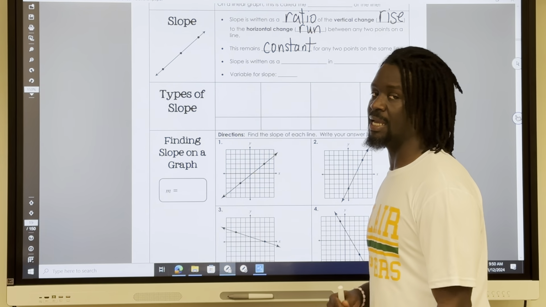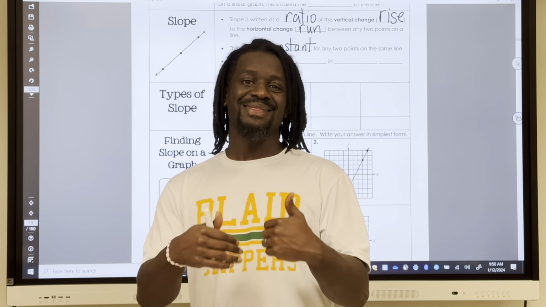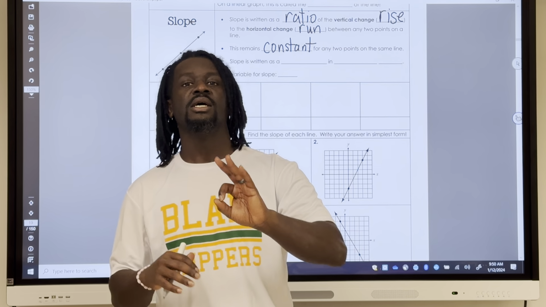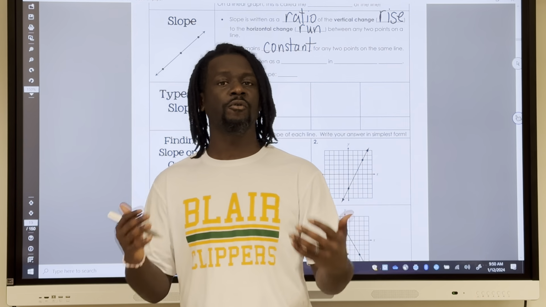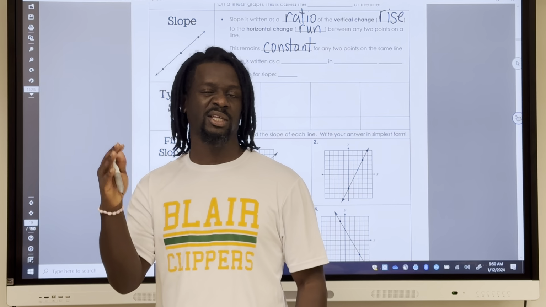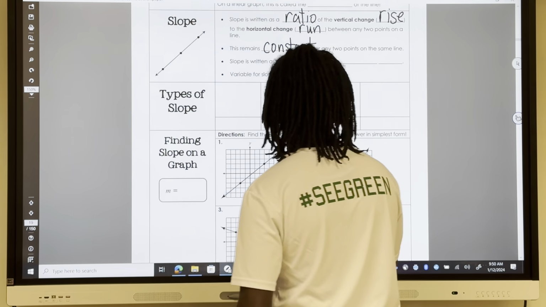It is always going to be the same regardless of which 2 points you are on the graph. There are 4 different types of slopes. In this unit, we're just going to focus on 3 of the 4. There's 4 total, but for what you need to know this year, we're really only going to focus on the first 3.